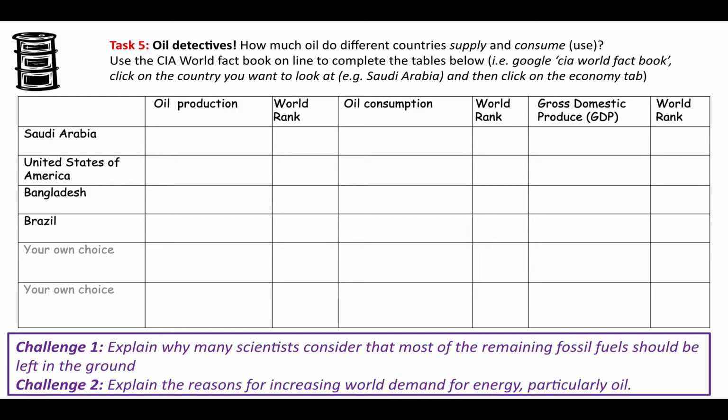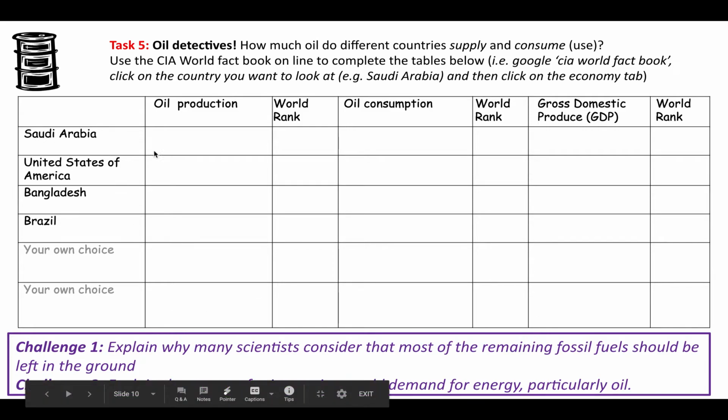Okay, our next task is a little bit of research. Now, it is very quick research. We don't need to do tons and tons of it, but I just want you to have a little look at how much oil different countries supply, which we have been using the word production for, and consume, for consumption or use. So I want you to look at some of these major players.